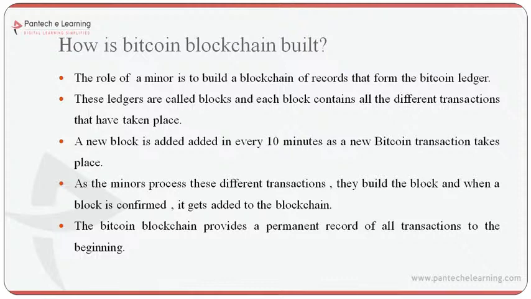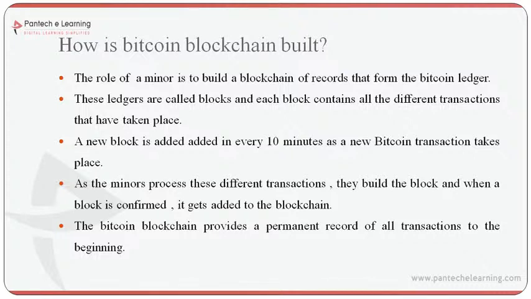So how is the Bitcoin blockchain built? How are the Bitcoins being built? The role of the miner is to add the transactions to the past transactions, and they are protected by employing various cryptographic techniques and stored in a public ledger. So whenever a new block is added, a new Bitcoin transaction is going to take place.